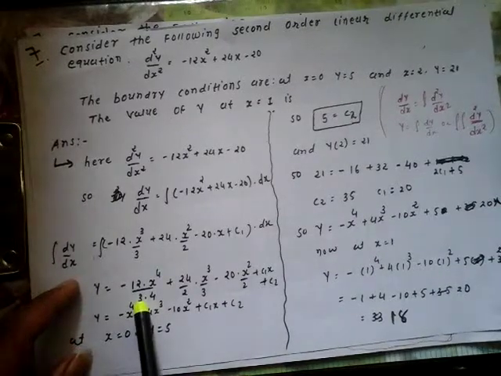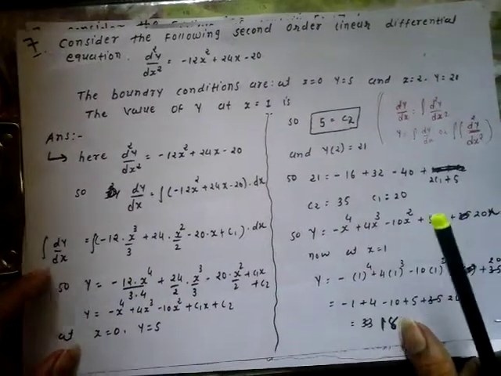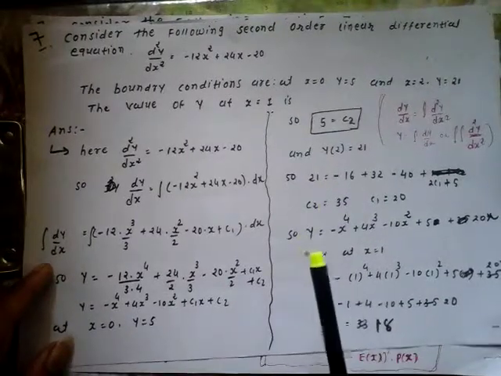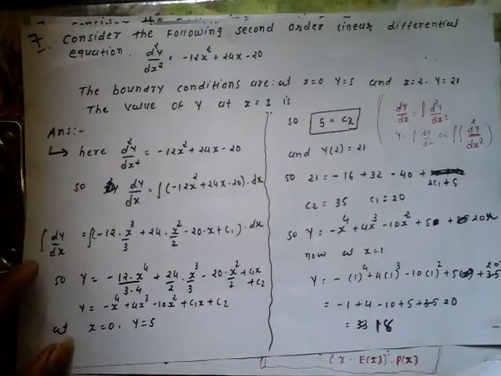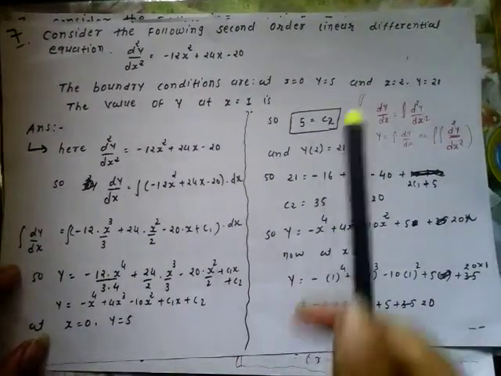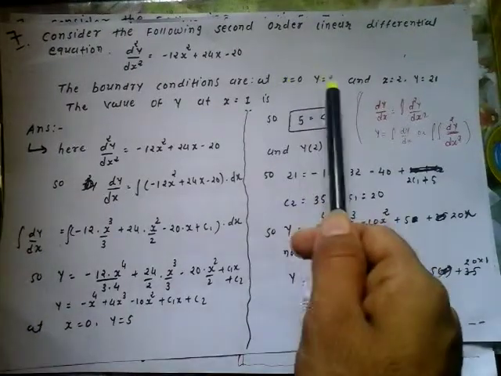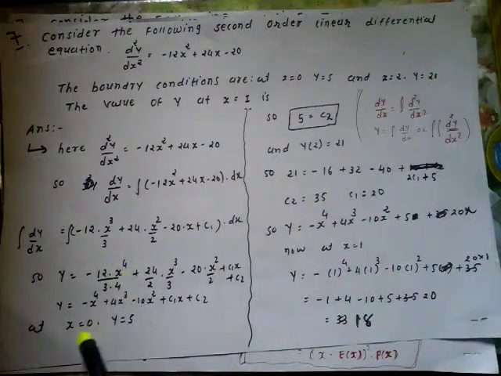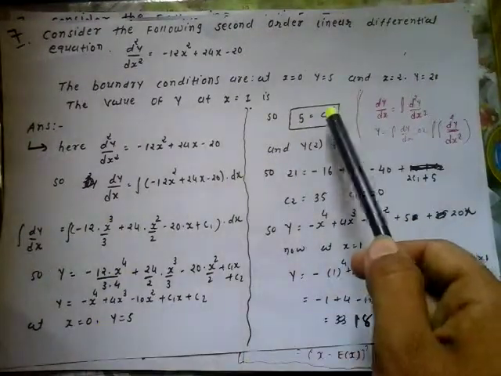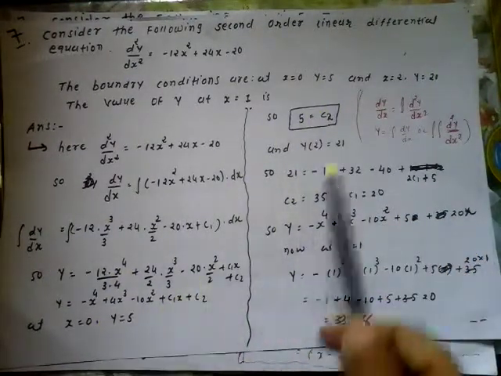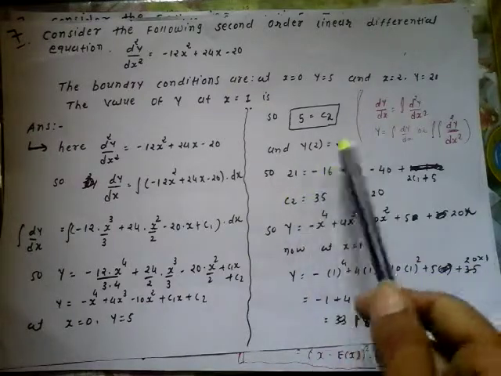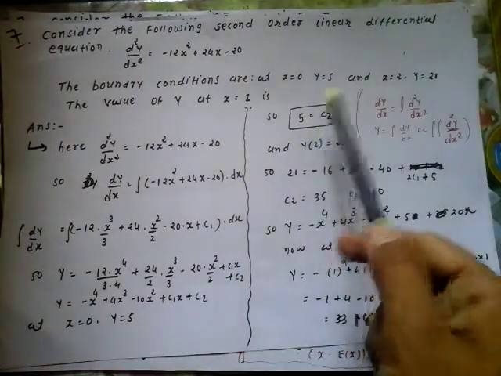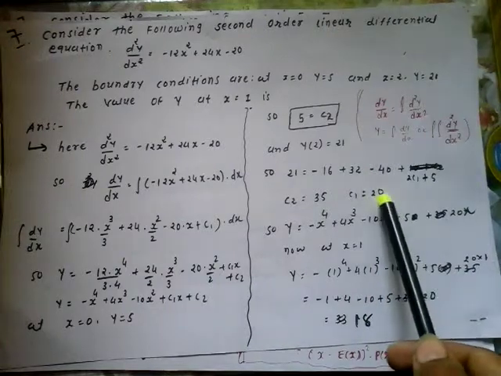Got it? And now putting the values of the boundary conditions: here the boundary conditions are x is equal to 0, y is equal to 5, and x is equal to 2, y is equal to 21. Putting these boundary conditions, you will find the values of the constants c1 and c2. Got it? Here c2 is equal to 5 and c1 is equal to 20.